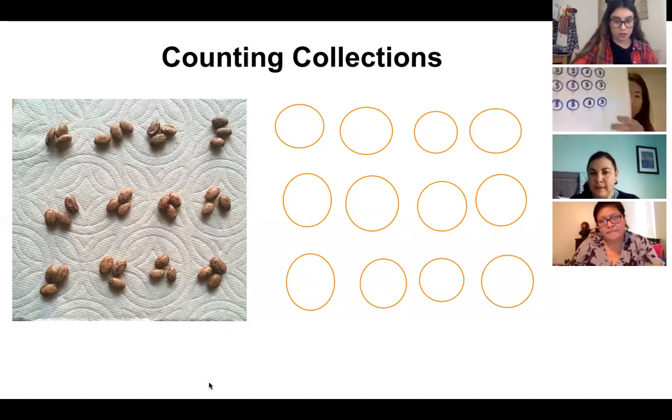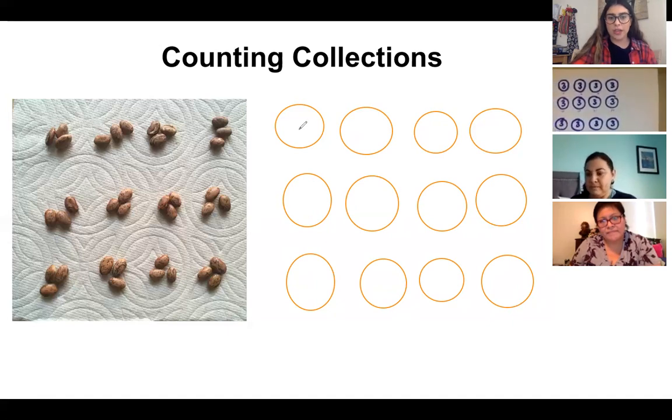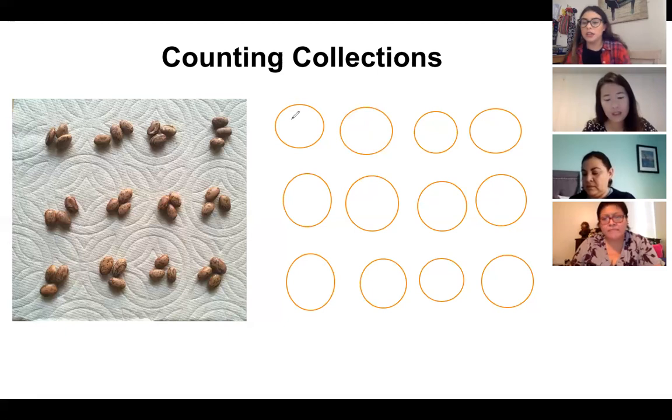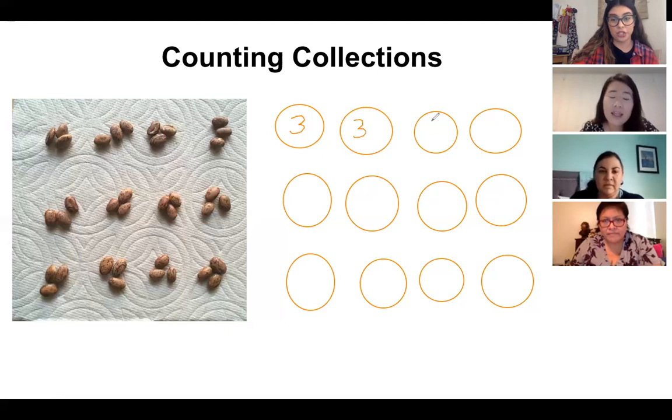And then you put 3 in each row. So why did you write the number 3 instead of draw each bean? It was just faster for me to be able just to write 3, 3, 3, 3, 3. So that's an efficient strategy. If we drew each of our beans, it would take a lot longer. Did anyone here draw each bean?